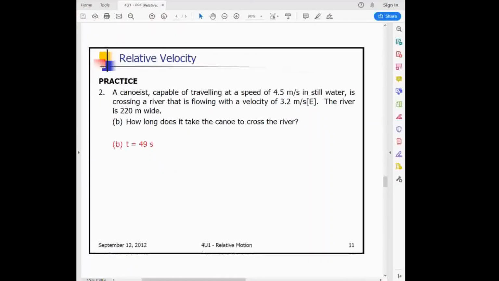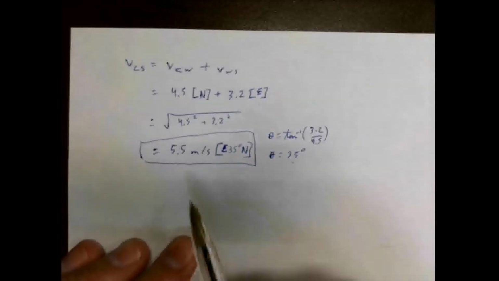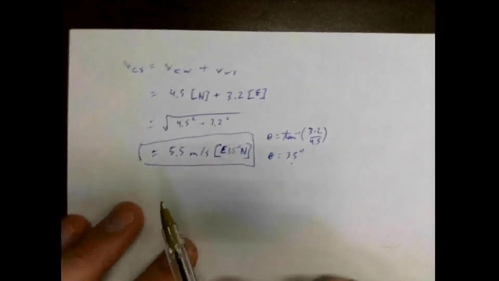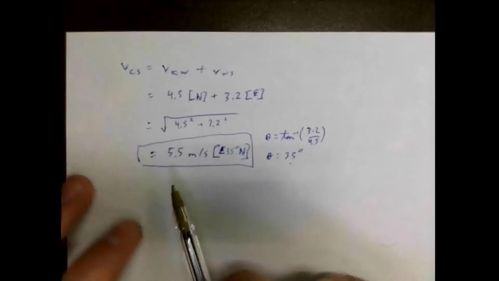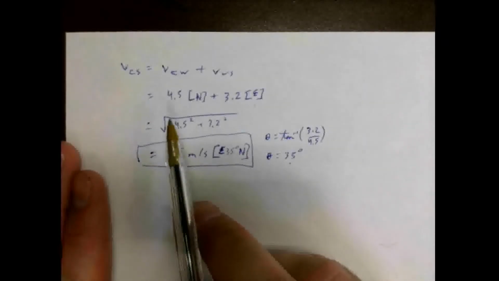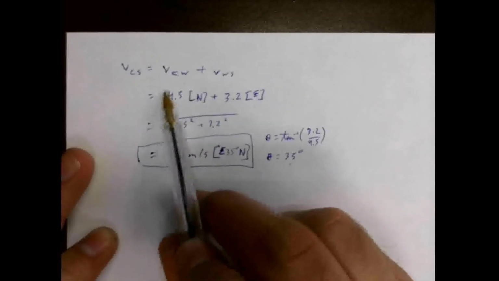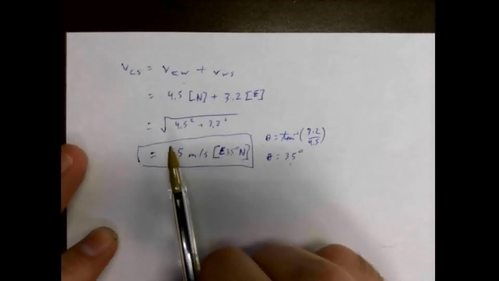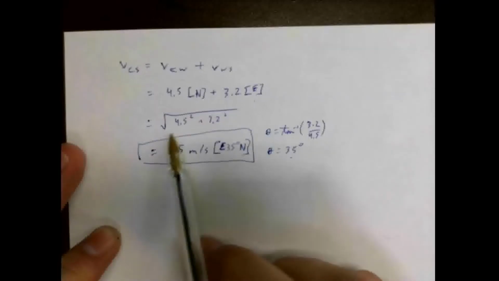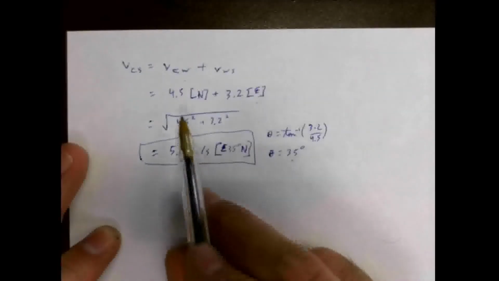Another part of this question asks, how long does it take the canoe to cross the river? If we are going to solve this, we now know the resultant velocity of the canoe. But in order to determine how long it takes to cross the river, we're only interested in the north direction that it's traveling across the river. We're not interested in this direction here. We're only looking at that north component.